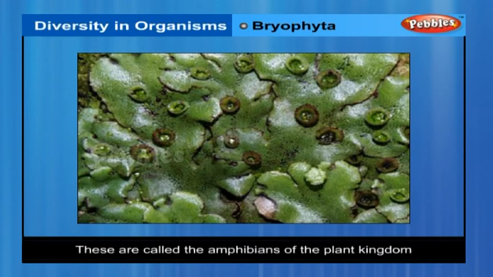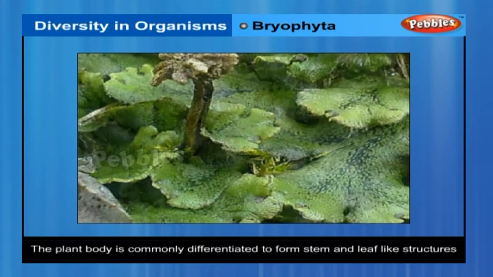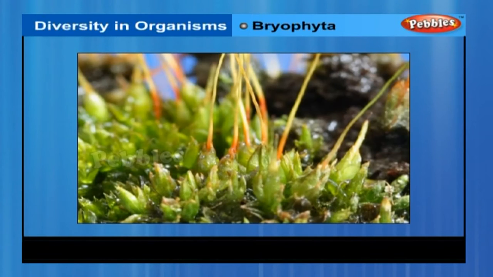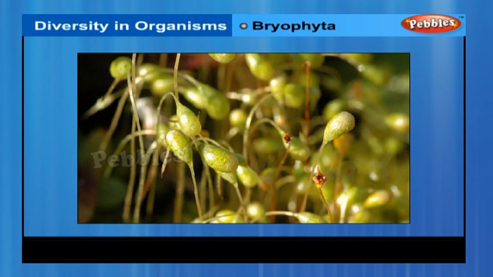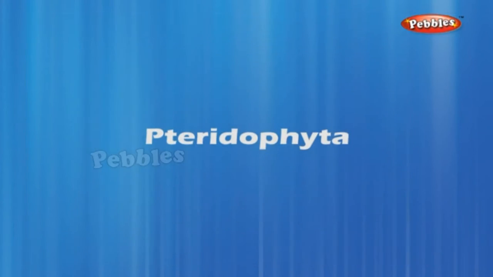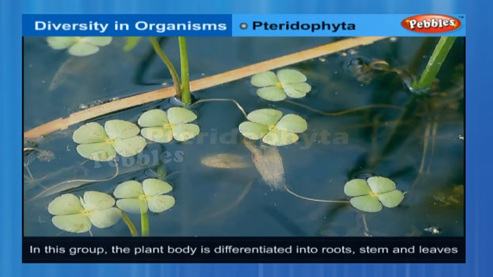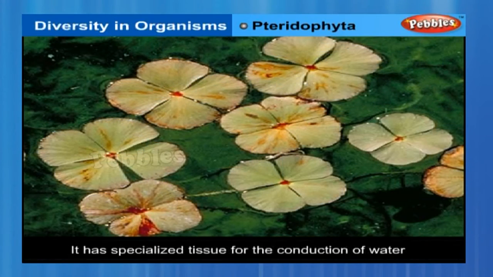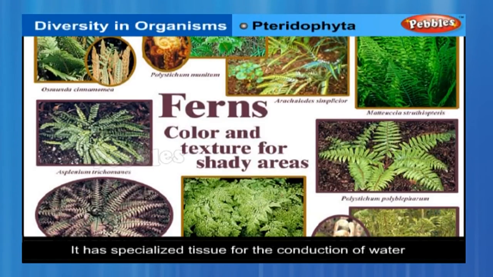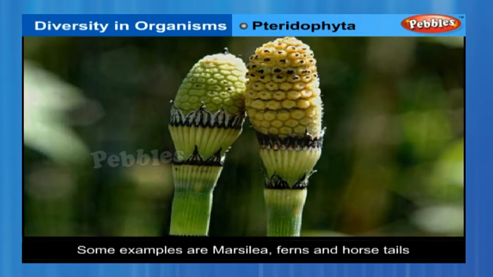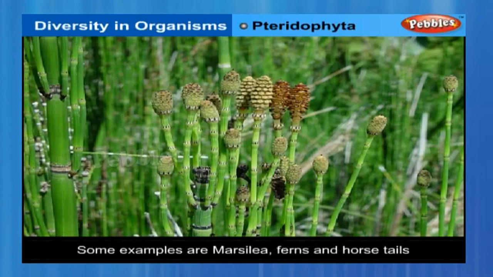Bryophyta. These are called the amphibians of the plant kingdom. The plant body is commonly differentiated to form stem and leaf-like structures. However, there is no specialized tissue for the conduction of water and other substances from one part of the plant body to another. Examples are moss, Funaria, and Marchantia. Pteridophyta. In this group, the plant body is differentiated into roots, stem, and leaves, and has specialized tissue for the conduction of water and other substances from one part of the plant body to another. Some examples are Marsilea, ferns, and horsetails.